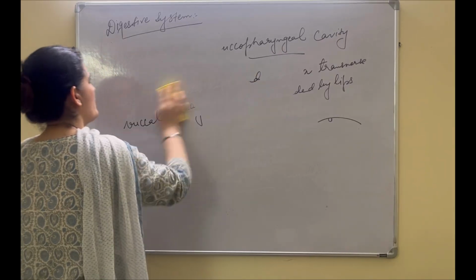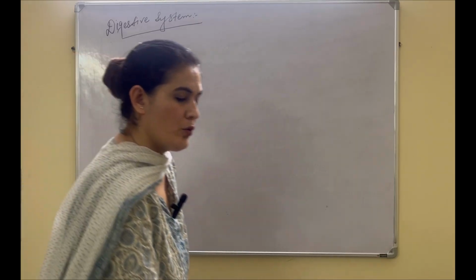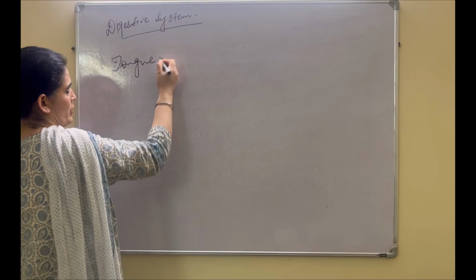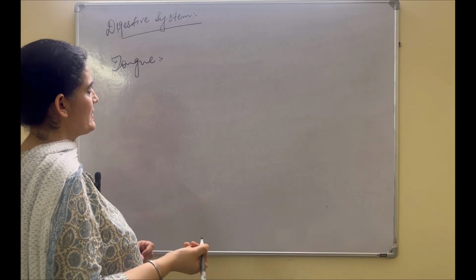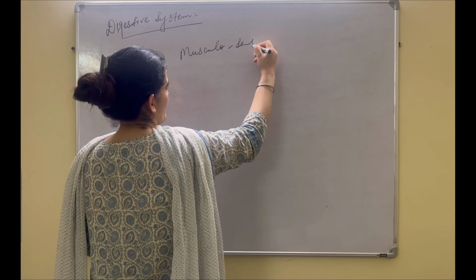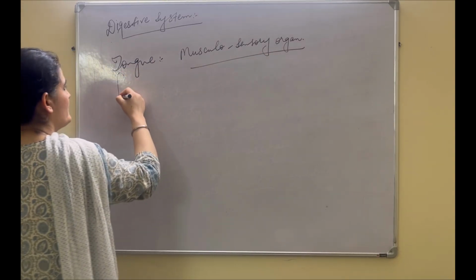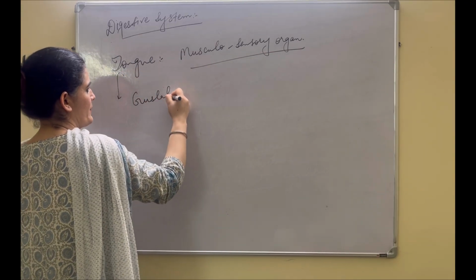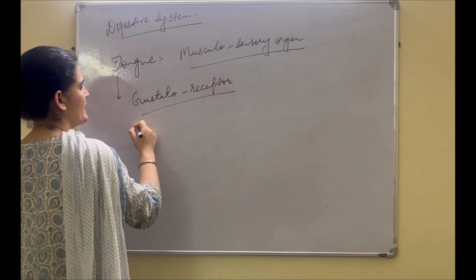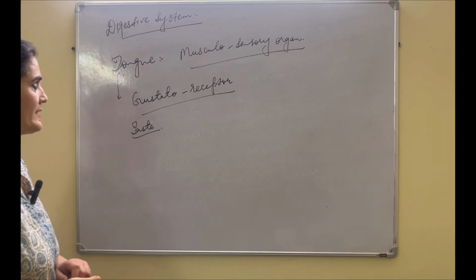Now students, talking about the tongue. The tongue is a soft organ. It's boneless, and it is a musculosensory organ. And the tongue is also a gustatoreceptor. It's gustatory in function because it helps in detecting taste.